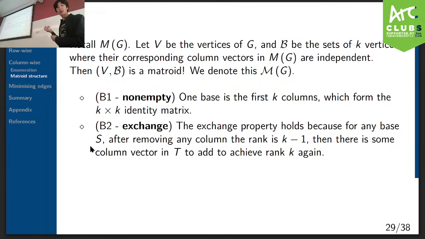We're going to show that this is a matroid, and if it is, we're going to denote this as the matroid of G, like fancy M of G. So firstly, we need to show that it's not empty. We need to show that there is at least one subset of K columns which are independent. Because the graphic presentation has this identity part, we can take those identity columns. There are going to be K columns there, and those columns are going to be independent because they form part of the identity matrix.